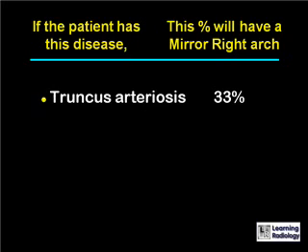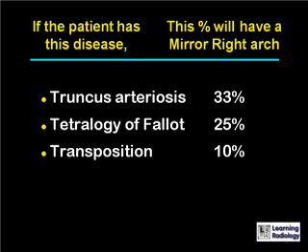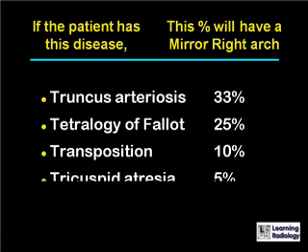If a patient has truncus arteriosus, there's a 33% chance that it will be associated with a mirror image right aortic arch. If they have tetralogy of Fallot, a 25% chance. And transposition of the great vessels, a 10% chance. Tricuspid atresia, 5% chance.